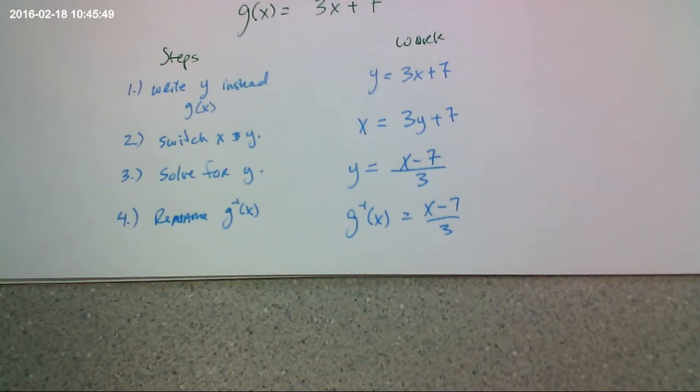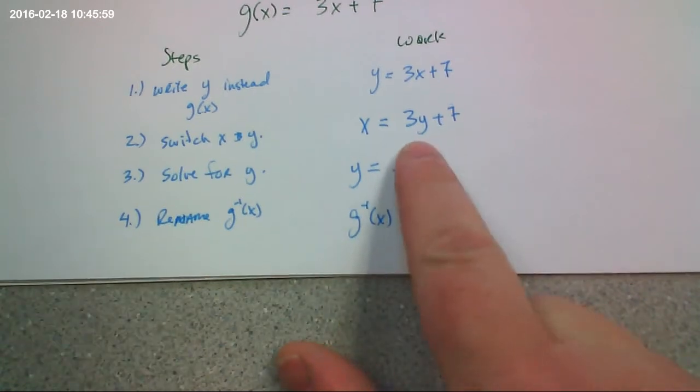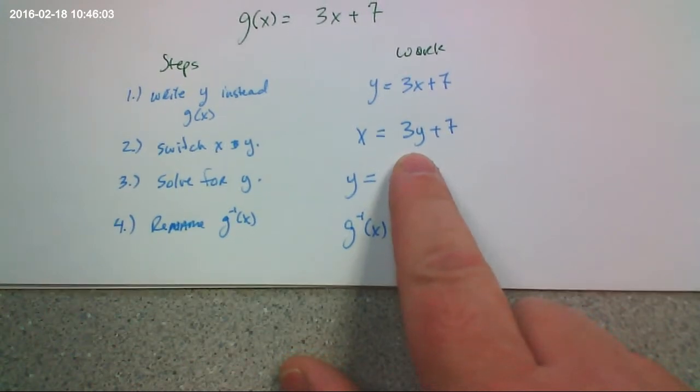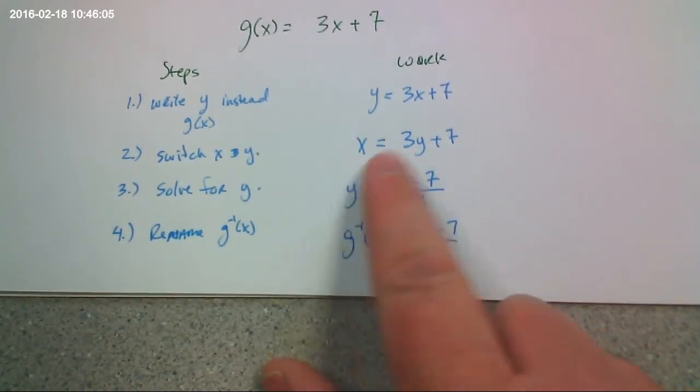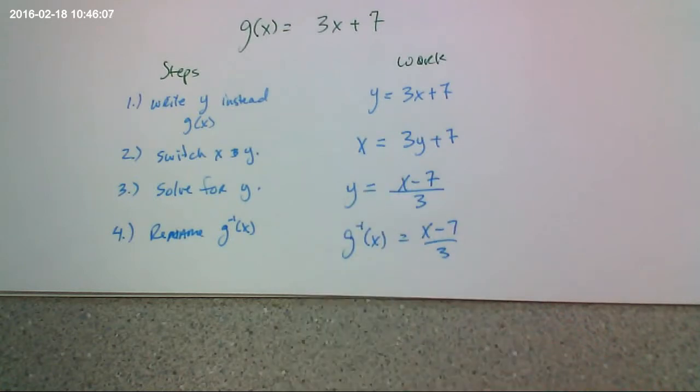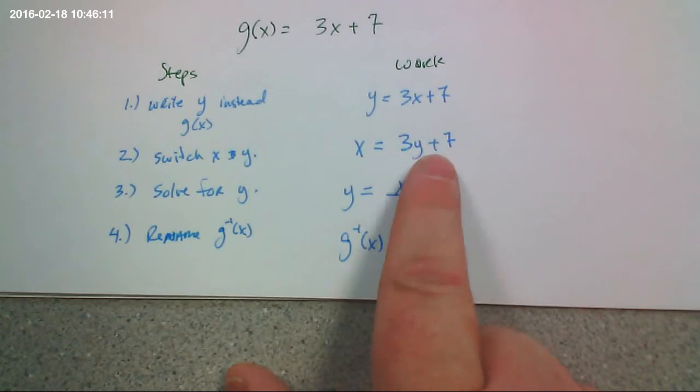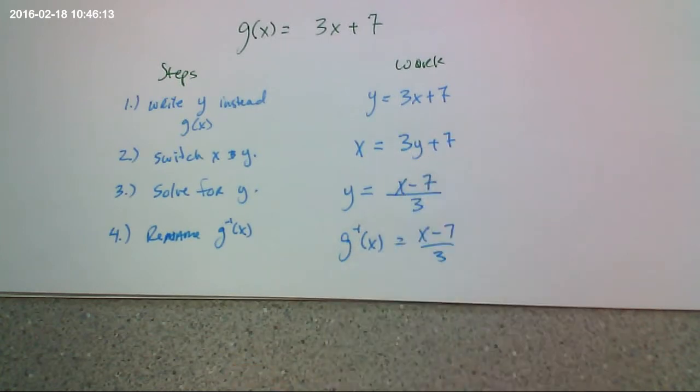Yes, Michelle. Why did you have to switch X and Y? Right here? Yeah, because you could have done it without switching. Because this switches everything. Inverse operations, everything's backwards. So this switches the relationship between X and Y, and now you solve for this Y right here, and you find your inverse.